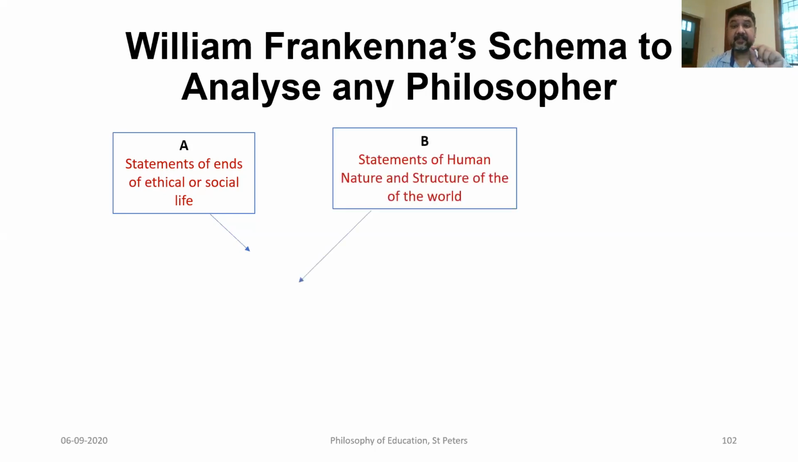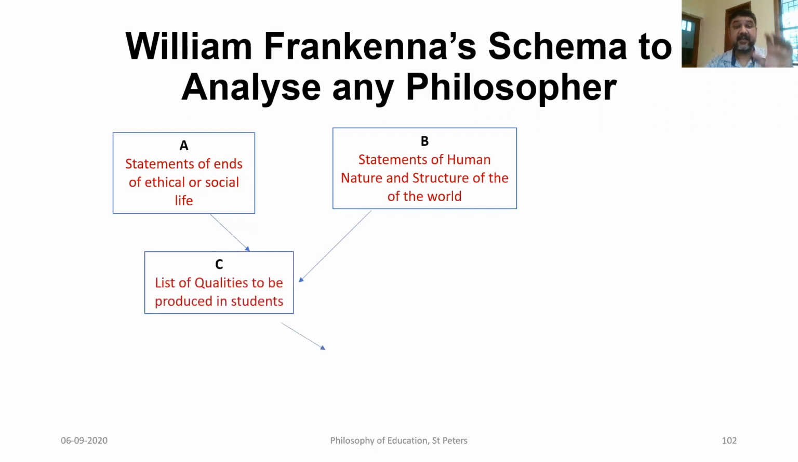Then it should have statements of human nature and structure of the world. What are the means and what are the ways in which the education can take place. Then it says there should be a list of qualities to be produced in students. These two, the statements of the ends of educational life, the goals of ethical life, and the ways and means which are there in the human world, should both come towards a list of qualities to be produced in students.